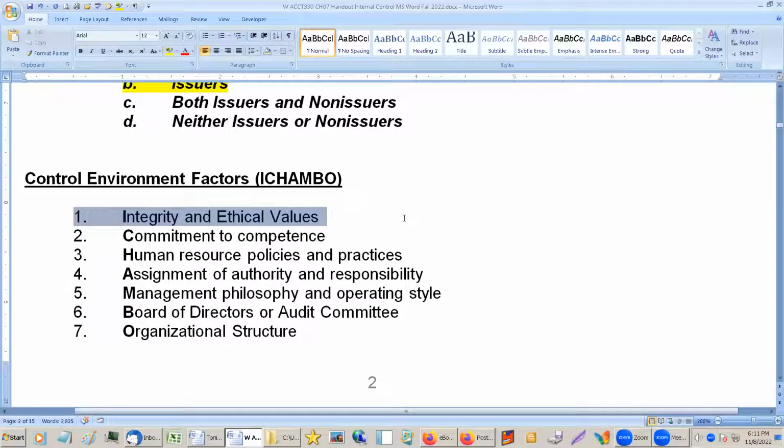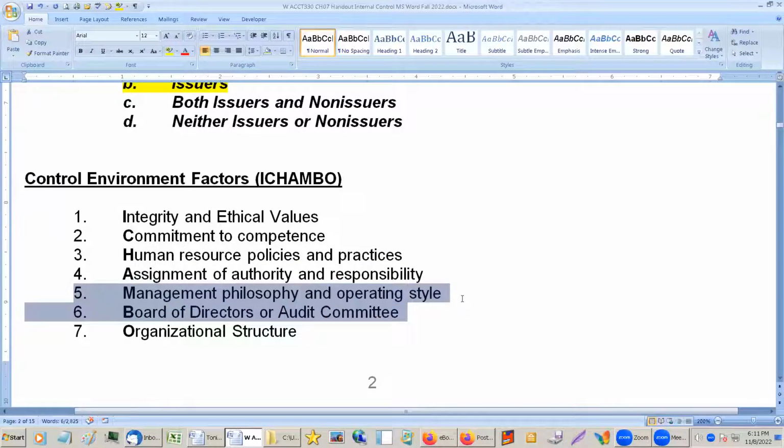Integrity and ethical values, commitment to competence, human resource policy, hiring. These are all in there. Assignment of authority and responsibility. And probably the biggest one that they have a problem with is management philosophy and operating style. Do whatever it takes to make the numbers, whether it's right or wrong, it doesn't matter.